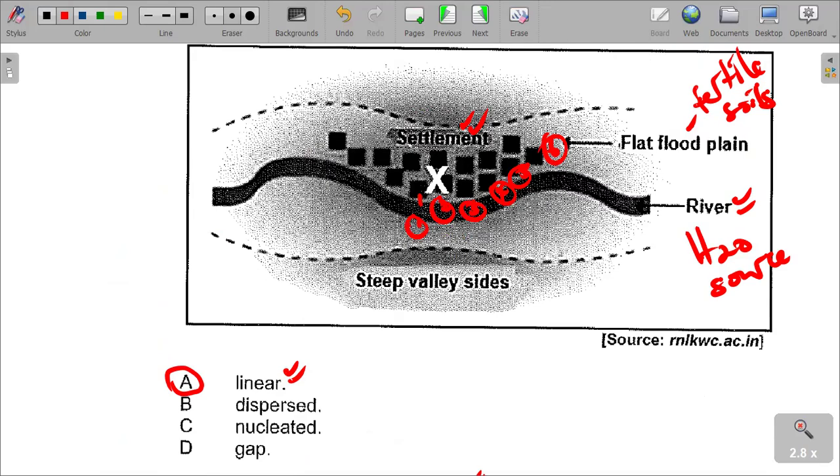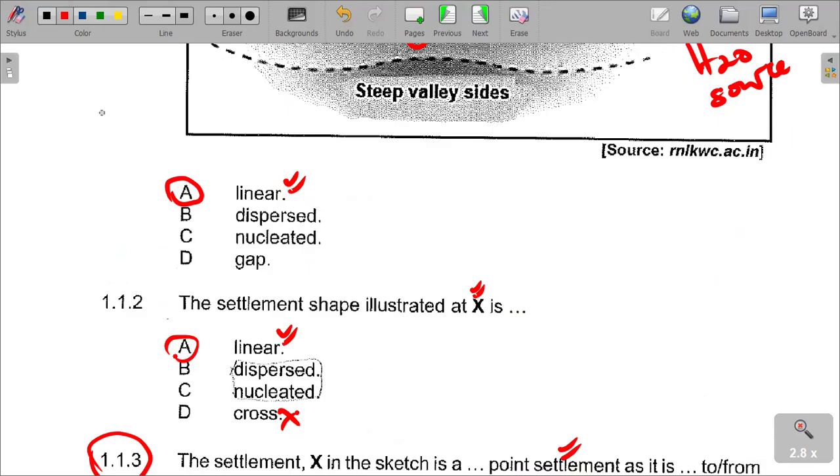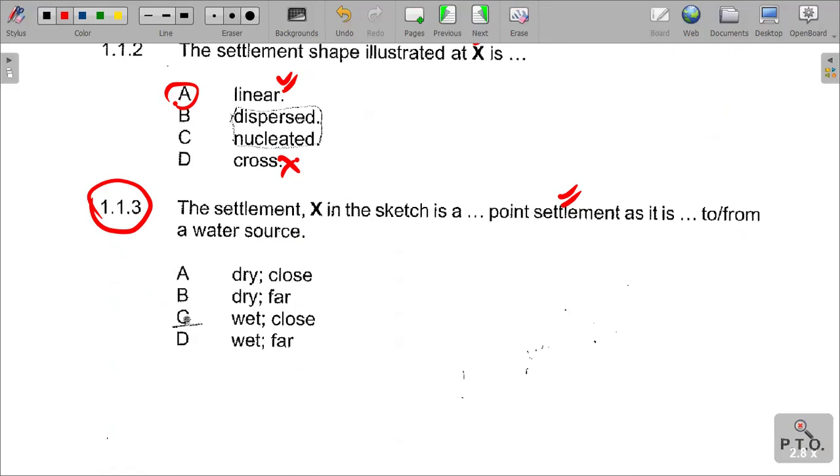X is sitting exactly on the water's edge. So we can say that this must be a wet point settlement, and it is close to a water source. So therefore, we can see that it's not far.